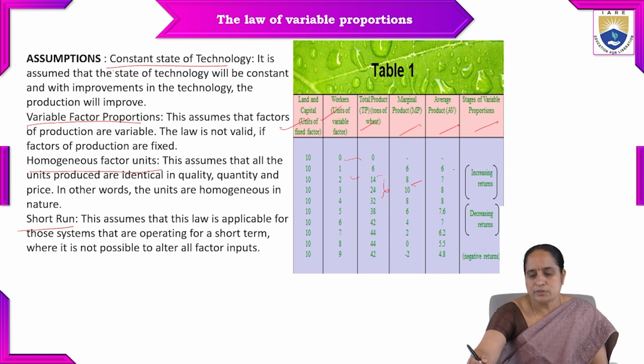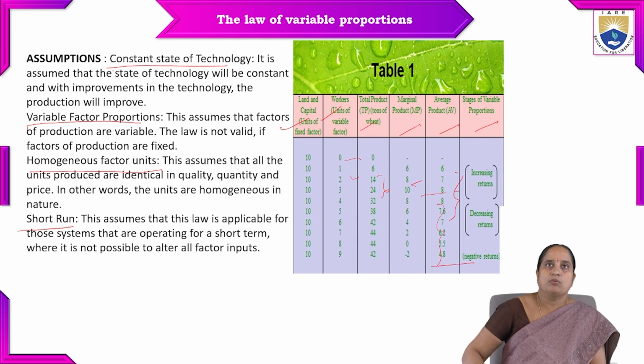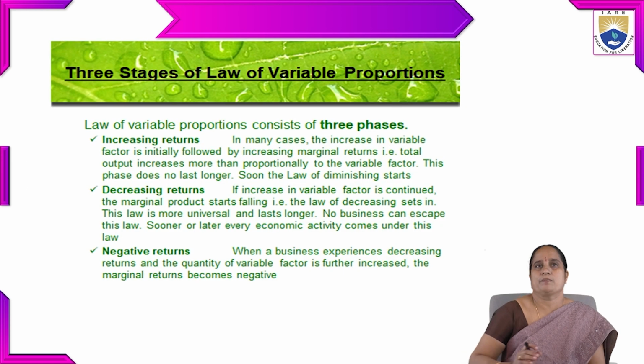If you observe this particular pattern up to here, we can find that there are increasing returns at an increasing rate. Whereas if you observe the rest, from 7.6 to 7, here also it is increasing but at a diminishing rate, and finally we see negative returns. So this is known as the law of variable proportion.